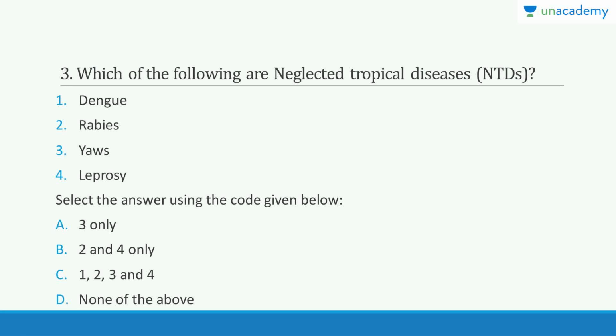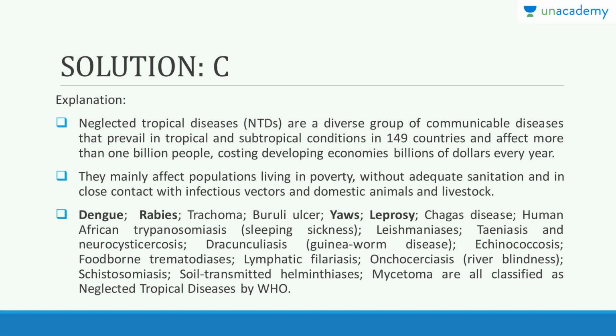Which of the following are neglected tropical diseases? Dengue, rabies, yaws, leprosy. See, these are all tropical diseases and all of them are neglected tropical diseases. So the answer here is C.